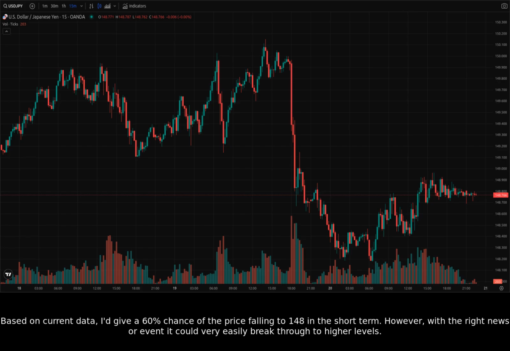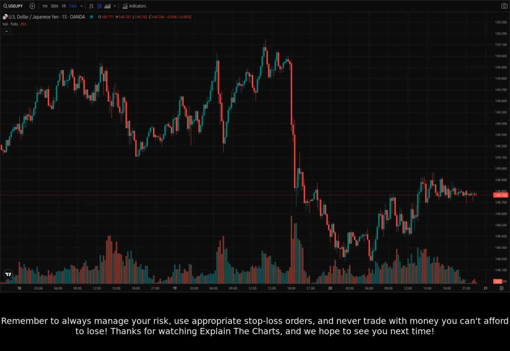Based on current data, I'd give a 60% chance of the price falling to 148 in the short term. However, with the right news or event, it could very easily break through to higher levels. Remember to always manage your risk, use appropriate stop-loss orders, and never trade with money you can't afford to lose.